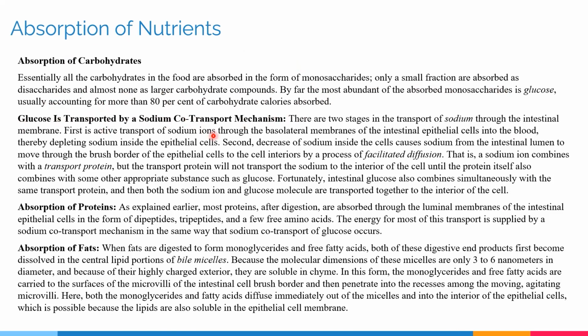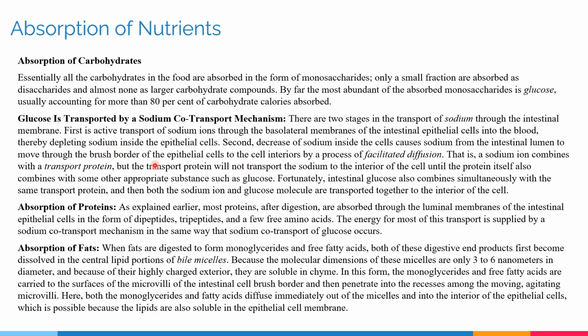Glucose is transported via the co-transport mechanism that we have discussed before along with sodium. There are two stages in the transport of sodium through the intestinal membrane. First is the active transport of sodium through the basolateral membrane of the intestinal epithelial cells right into the blood, thereby depleting sodium inside the epithelial cells. Second, the decrease of sodium inside the cells causes sodium from the intestinal lumen to move through the brush borders of the epithelial cells to the cell interiors by a process of facilitated diffusion.